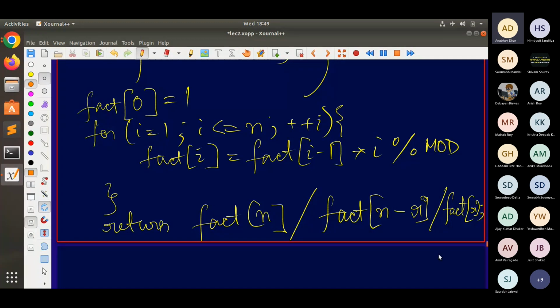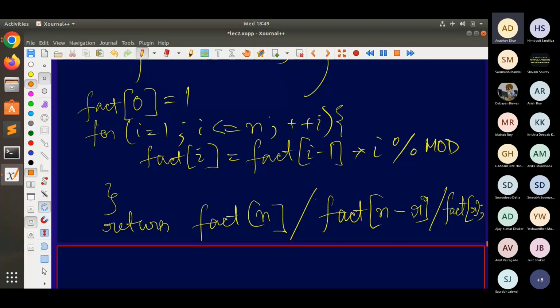Either one of us is having a network problem. Can anyone confirm if I am audible? Yes. If the factorial of n mod m may be smaller than factorial of n minus r mod m, it will give 0. Exactly. Since you are taking this modulo, you are not guaranteed that integer division or even a real division of two numbers would give you the same result as the other.